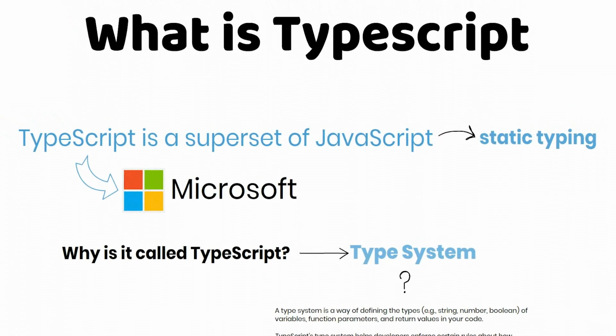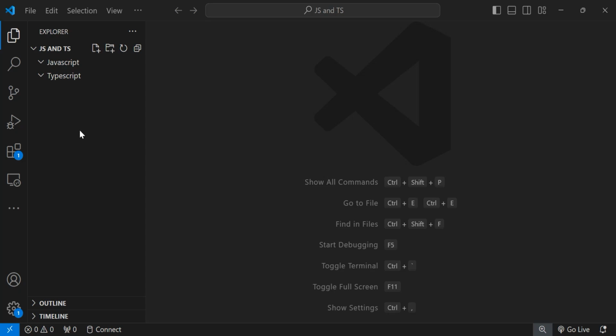Now let's understand with an example how TypeScript works. I have opened Visual Studio Code, and as you can see, I have created two folders, JavaScript and TypeScript. So here I'm going to show you both the JavaScript and TypeScript code so that you can understand it properly.